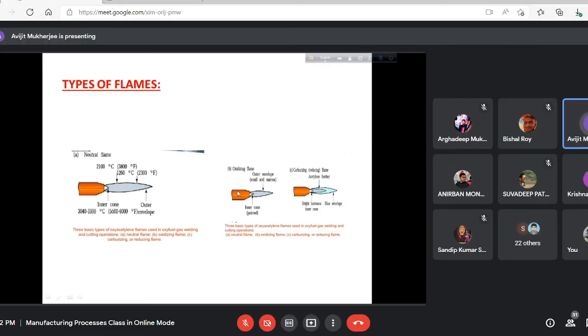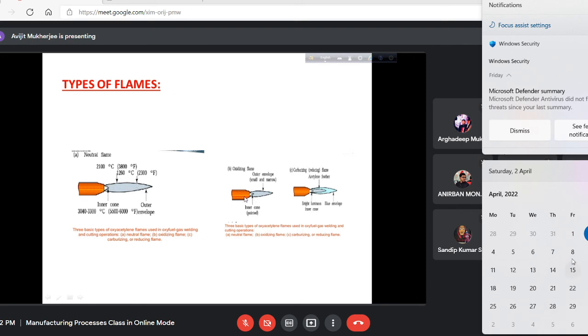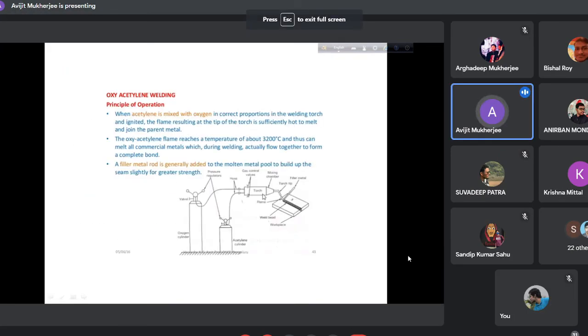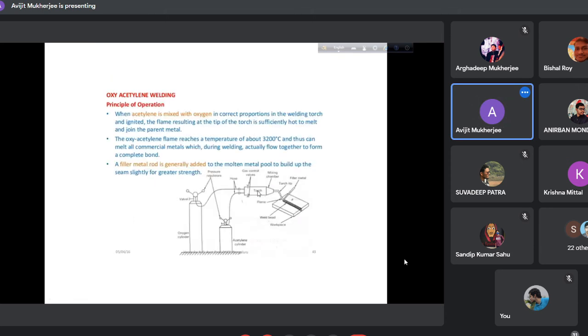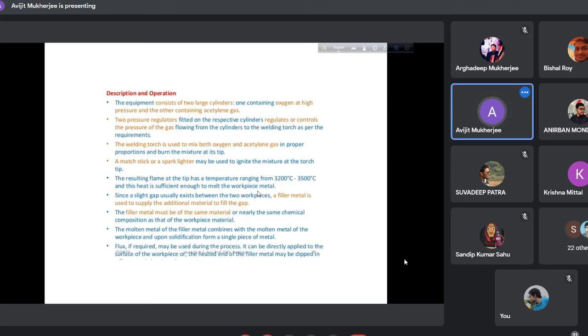But here neutral flame and oxidizing flame look the same, but for oxidizing, the inner cone is very sharp, pointed, but here it is not that pointed. And this is also bluish in color with a hissing sound for oxidizing. Again, these are some write-up.